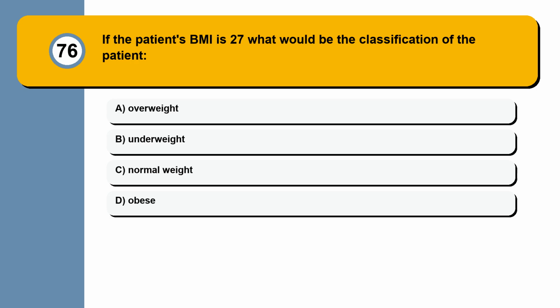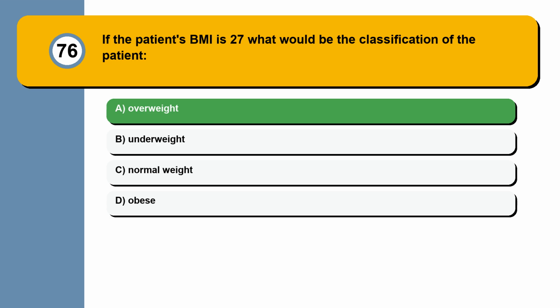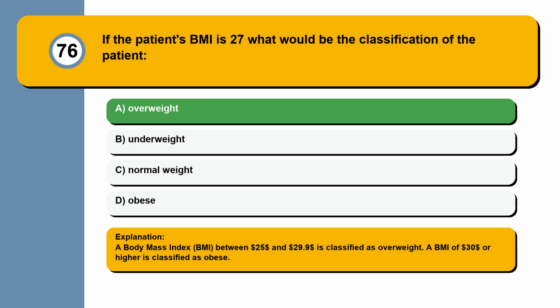Question 76. If the patient's BMI is 27, what would be the classification of the patient? Here are your options. Option A, overweight. Option B, underweight. Option C, normal weight. Option D, obese. The correct answer is option A, overweight. Explanation. A body mass index, BMI, between 25 and 29.9 is classified as overweight. A BMI of 30 or higher is classified as obese.